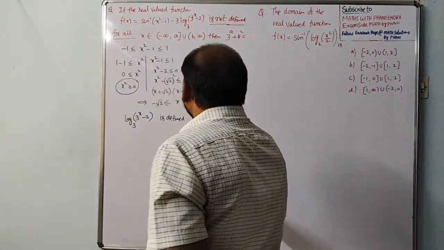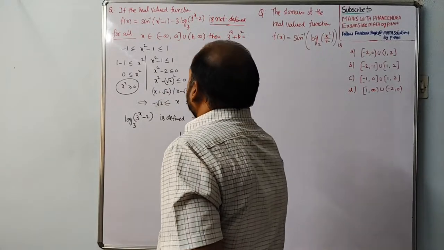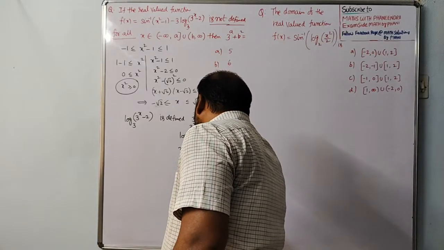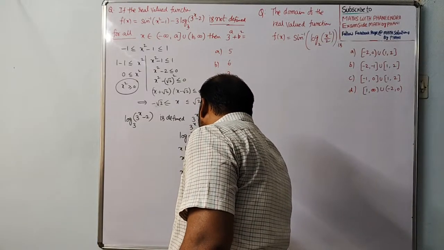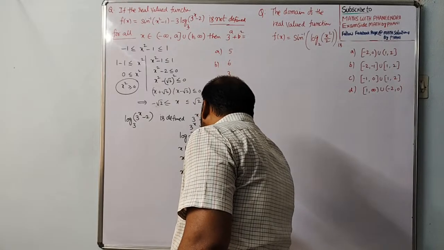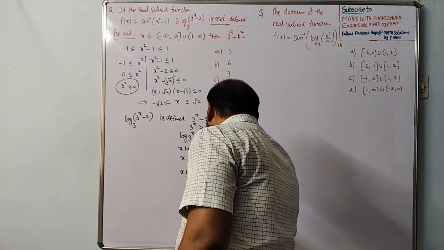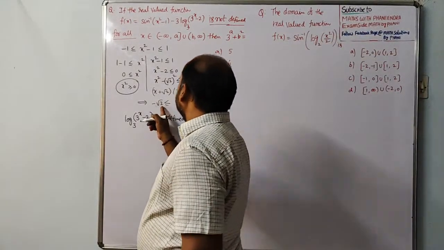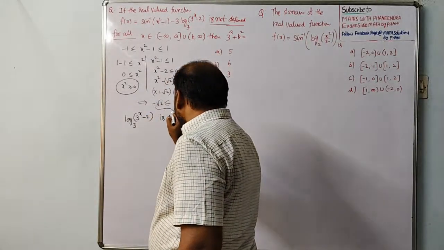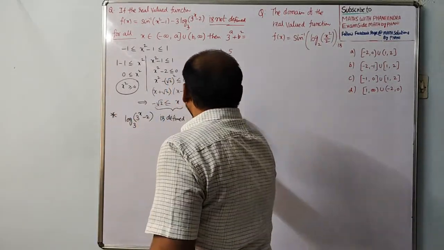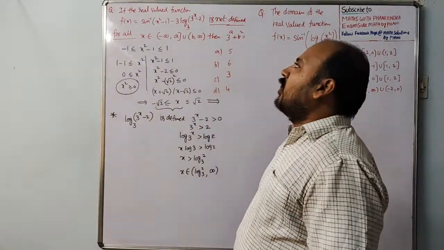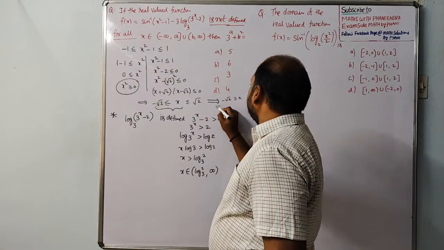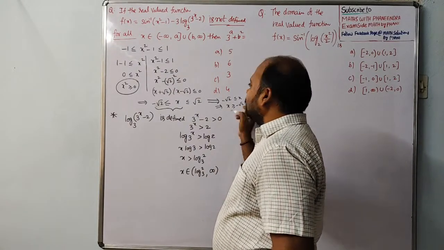x is greater than log 2 to the base 3 means x belongs to the open interval log 2 to the base 3 to infinity. This one. Okay. In this inequality, this is the second one. Here I will give the conclusion. The conclusion is minus root 2 is less than or equal to x, which implies x is greater than or equal to minus root 2 is meaningless now.